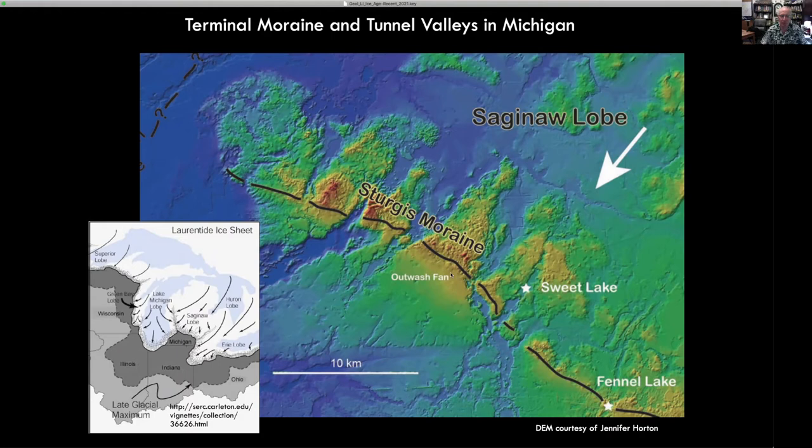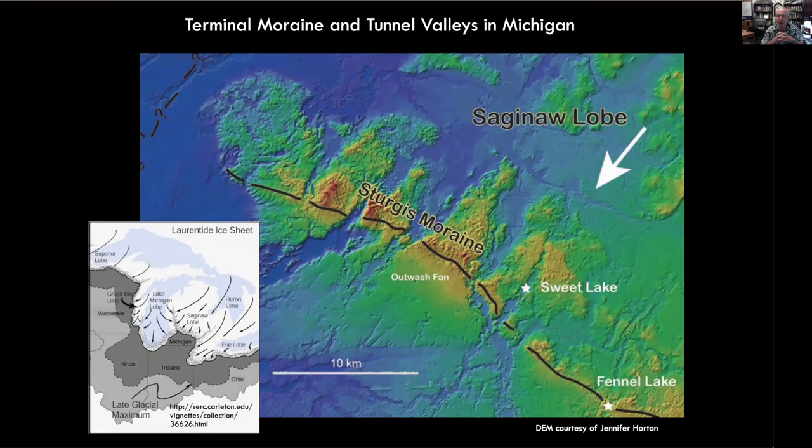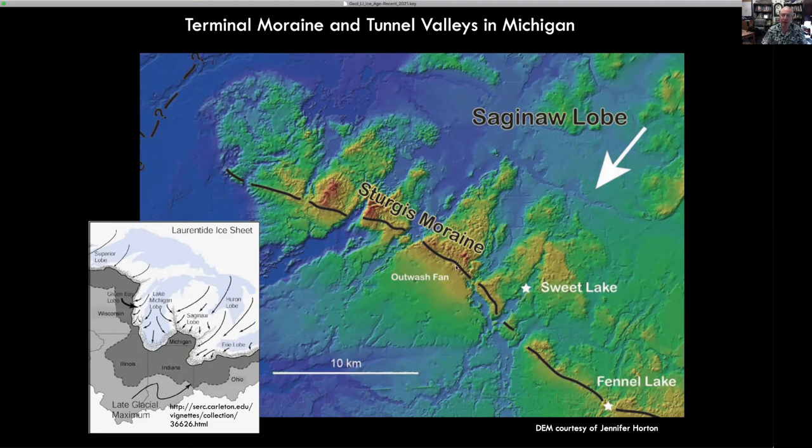When I first saw this diagram, I saw it as part of a graduate student poster at a meeting of the Geological Society of America, and it just stopped me in my tracks because it looked like I was looking at the north shore of Long Island. Right, so this happens wherever you have a large continental ice sheet that stabilizes and then is able to erode tunnel valleys and then deposit lots of sediment to build up an outwash plain.